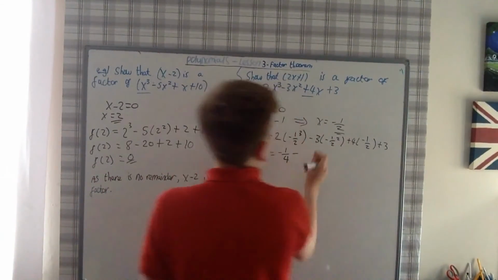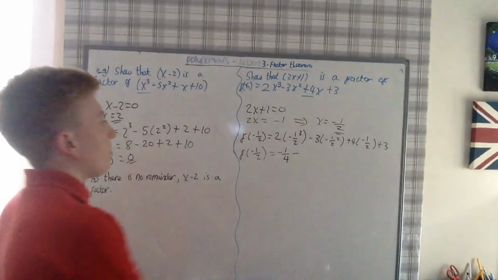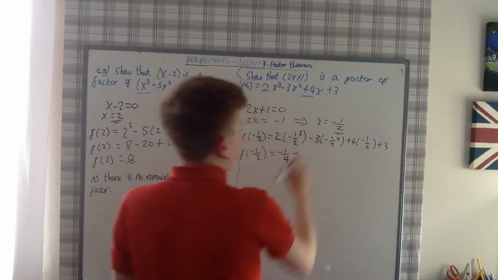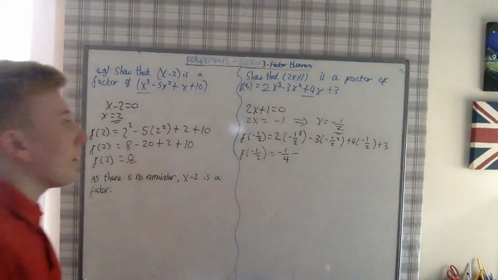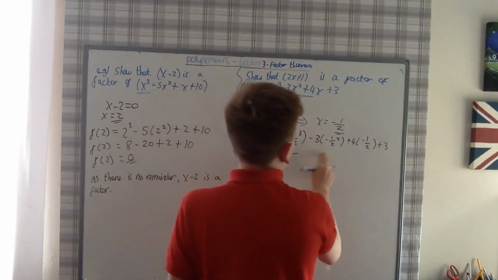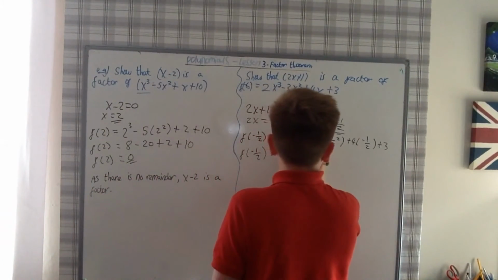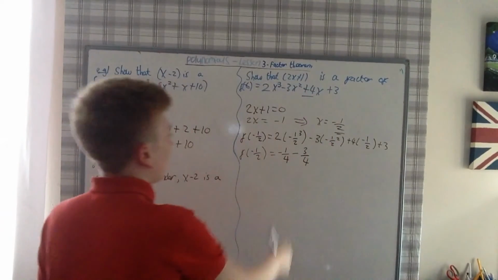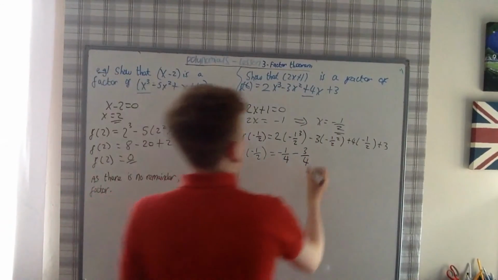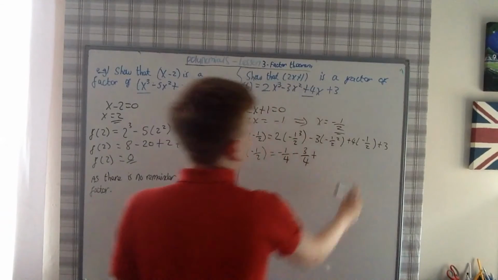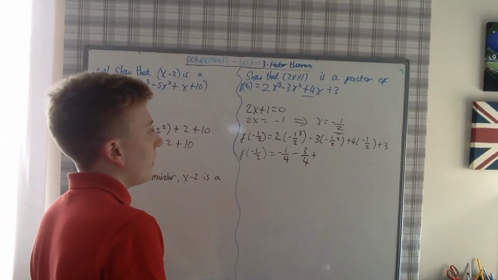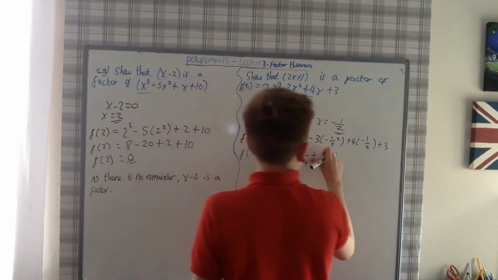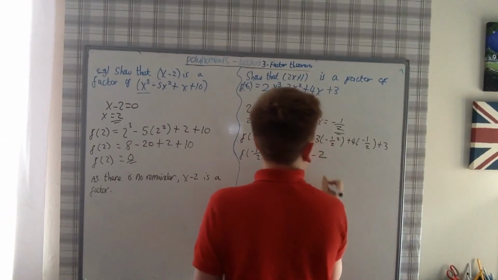Now we're subtracting from this 3 multiplied by minus a half squared. Now minus a half squared will give us positive a quarter. Multiplied by 3, 3 quarters. Okay, we're subtracting that number. Plus 4 multiplied by minus a half. Well, that's just going to be minus 2. Okay? Plus 3.